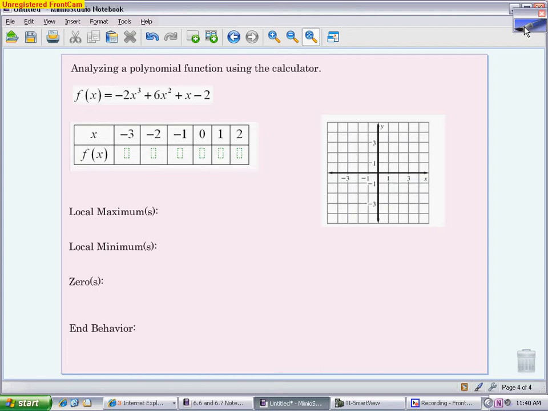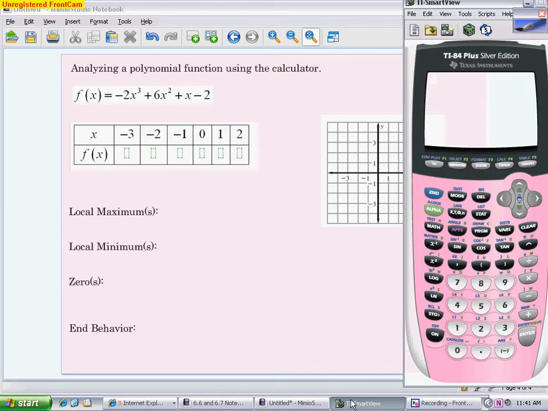So the problem wants you to analyze the polynomial function. It does tell you to use a calculator, so that's how you know to go to the calculator and look at it. I'm going to fill in a table. I'm going to look for maximums and minimum zeros, and then finally write the end behavior with the correct notation. So first, let's look at it on the calculator.